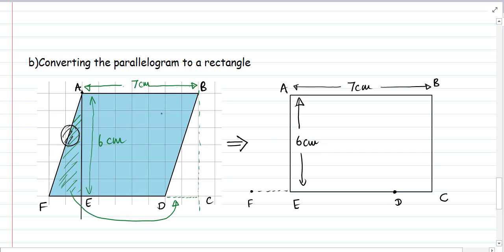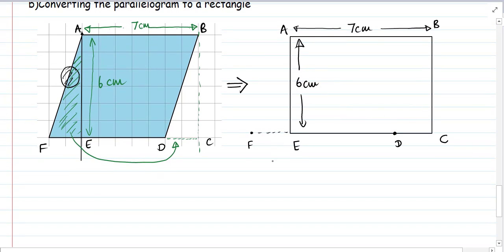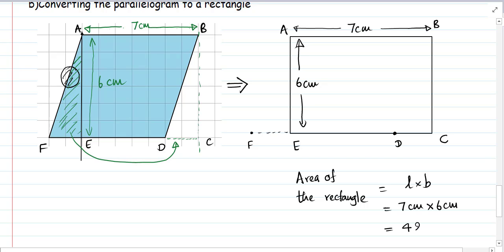Now instead of calculating the area of this parallelogram, I can calculate the area of the rectangle, which is the same in area. So area of the rectangle, what's that? Length times breadth, which means 7 centimeters times 6 centimeters. My answer is 42 square centimeters.